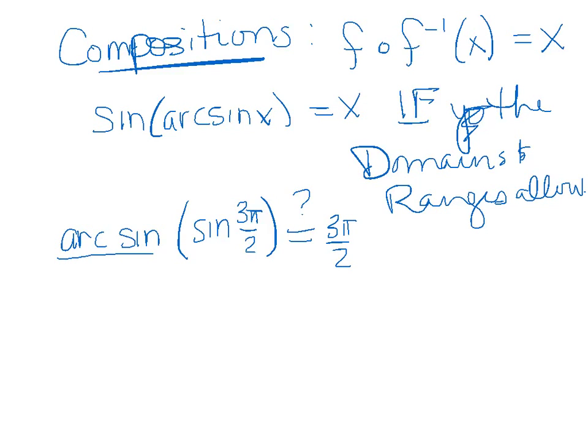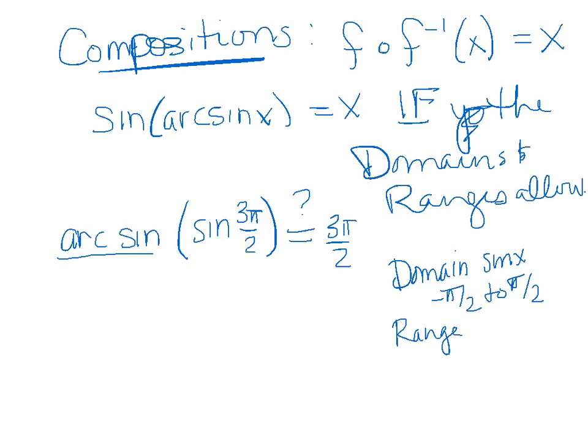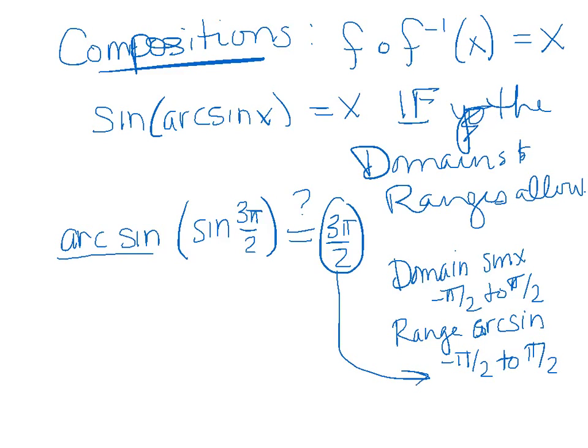But wait a minute. The domain of sine, this is how I have to remember it, has been restricted to minus pi over 2 to pi over 2. So that means the range of arc sine has been restricted to minus pi over 2 to pi over 2. Okay? Domains and ranges trade places. So this is not in the range of the arc sine. So it cannot be an answer to an arc sine. So here's where we have a fail, and we don't get that. Okay? So let's see what you really do get.